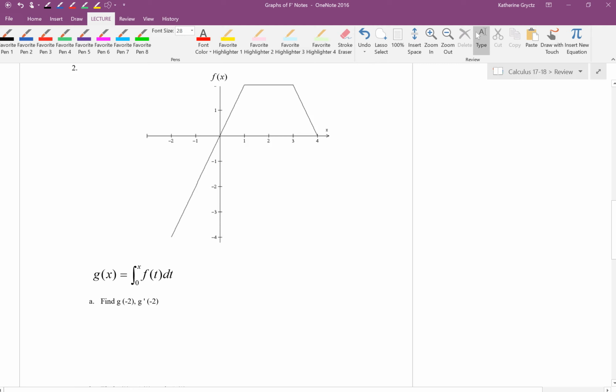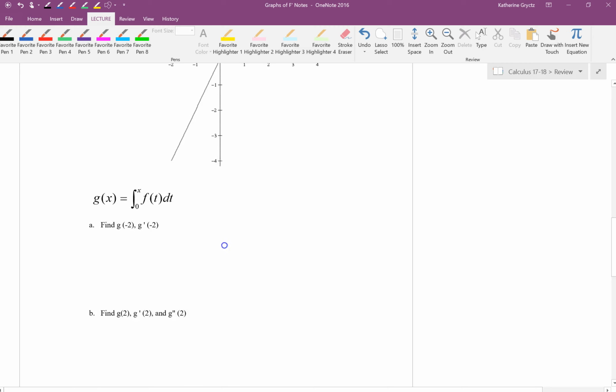So this one is the second way they like to ask these questions. If you look at the y-axis, it's a graph of f of x. So f of x is pictured here. And then they give you some information that g of x is the integral from 0 to x of f of t dt. And they start asking about g. In both of the questions, they're asking about g.